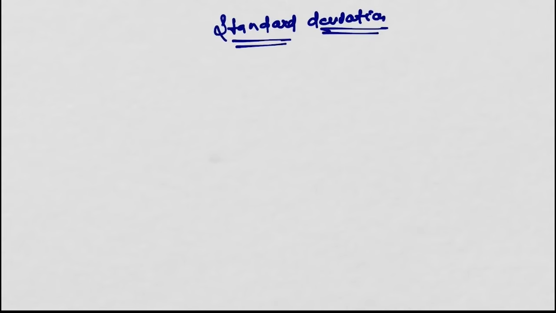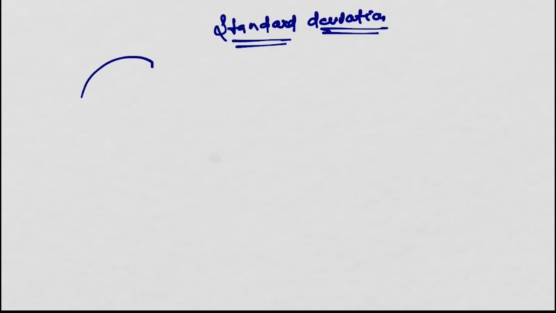So pause the video and think about it, that why we have n minus 1 in the denominator. Standard deviation has n minus 1 in the denominator because we want to create an unbiased estimator of standard deviation for the population.